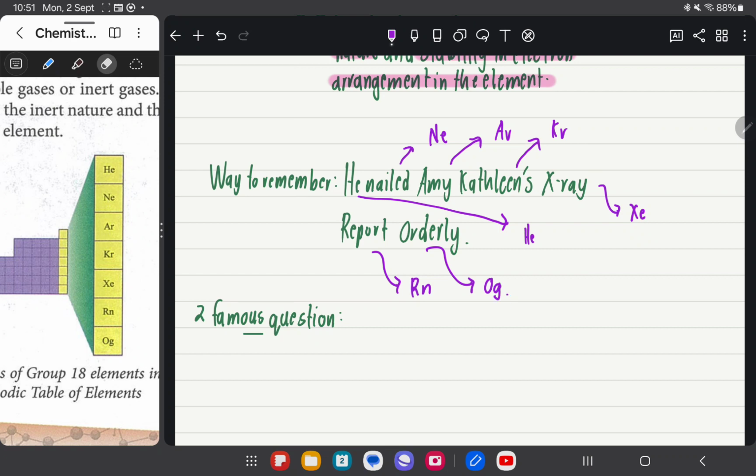It was only recently added, so your exam questions usually won't focus on oganesson. Mostly it is the common ones: neon, xenon, helium, argon, krypton, radon. Radon is very rare too, and xenon is also quite rare. Krypton, argon, neon and helium, these 4 are very famous in exam.